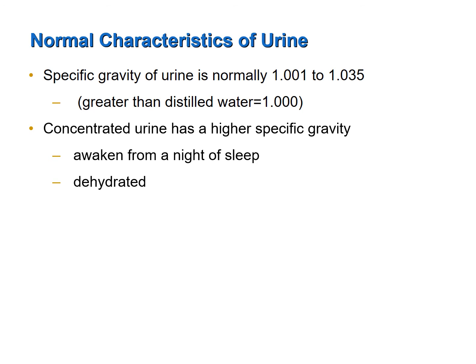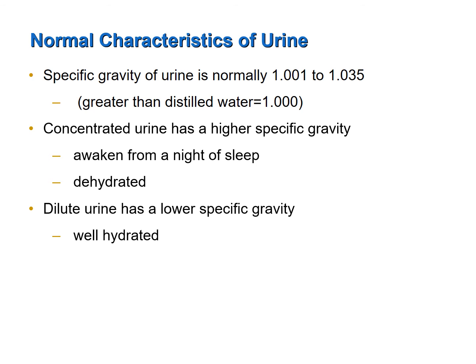If we were dehydrated or just waking from 6, 7, 8 hours of sleep, you would have a more concentrated urine. It would be darker in color and it would have a higher specific gravity. On the other hand, if you were consuming large amounts of fluids, you would be well hydrated, you would have a lighter colored urine, and your urine would also have a lower specific gravity. It would be closer to the specific gravity of distilled water.